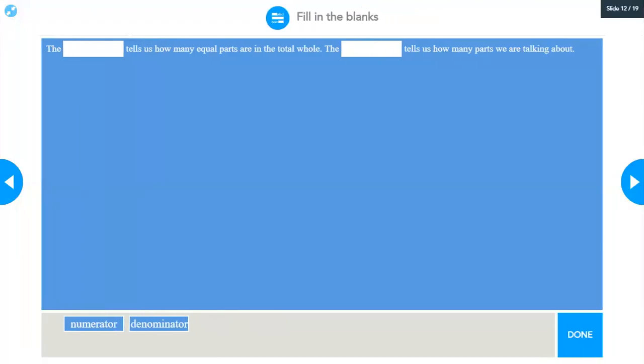Little vocab for you, little trivia. The blank tells us how many equal parts are in the total whole. Is that numerator or denominator? If you're shouting at me denominator, well, let's put it up here and see. Denominator. And then that would mean that the numerator tells us how many parts we're talking about.